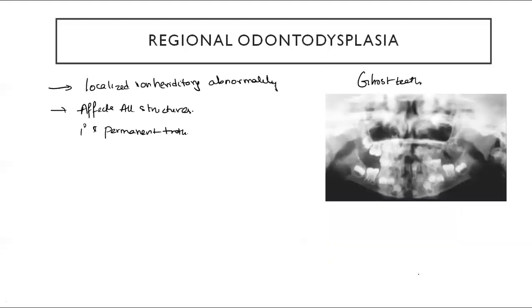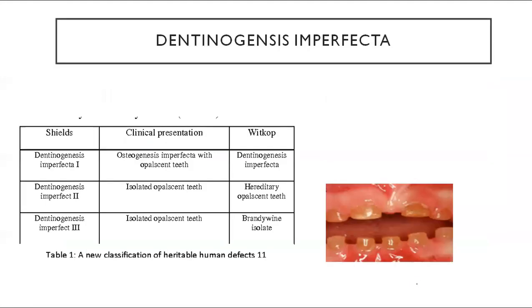Okay. Next, I have explained to you about regional odontodysplasia, which is a localized non-hereditary abnormality, which basically affects all the structures, and it can be seen in primary and permanent teeth.